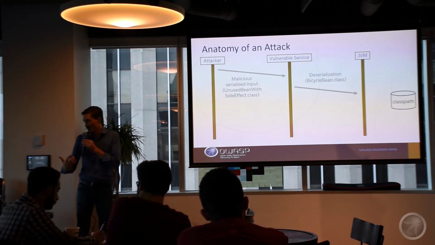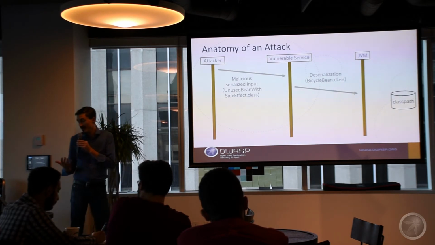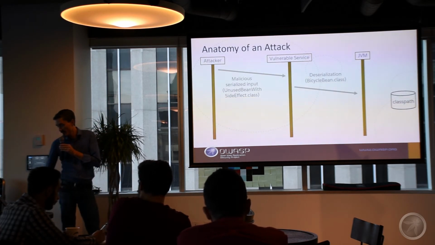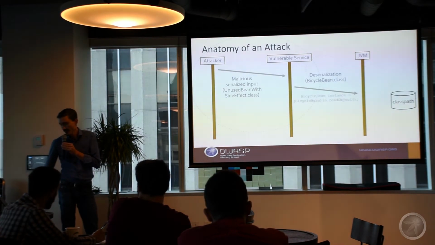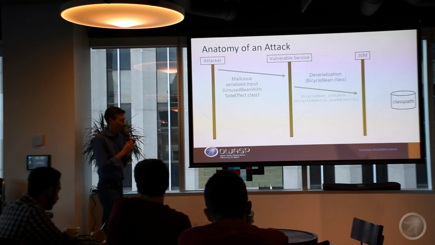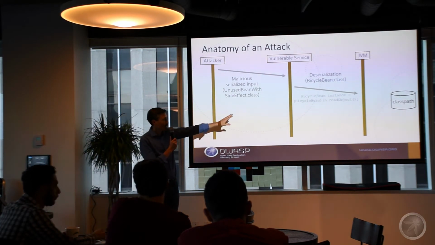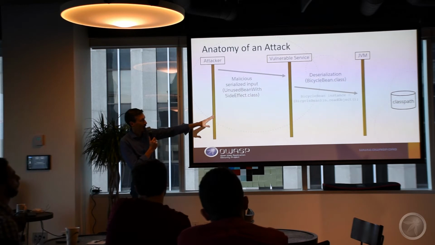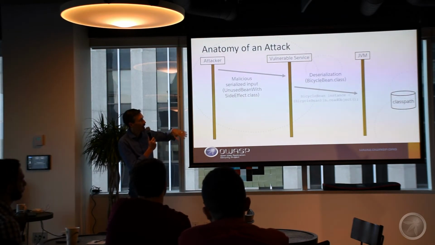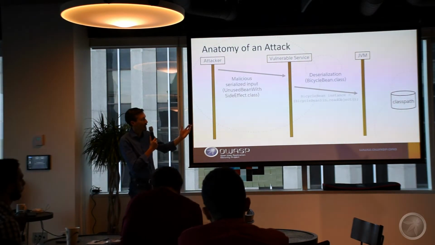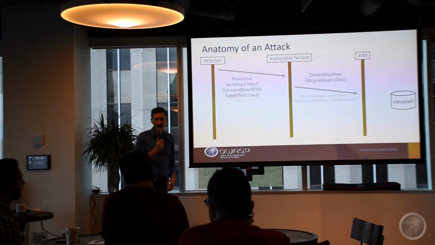The web application takes the input, but obviously it's not expecting an UnusedBeanWithSideEffects. It's expecting a Bicycle bean instance, right? From a coding perspective, that looks like this: we call the readObject method on the ObjectInputStream, then we cast it to what we are expecting, and then we do something with this bicycle.